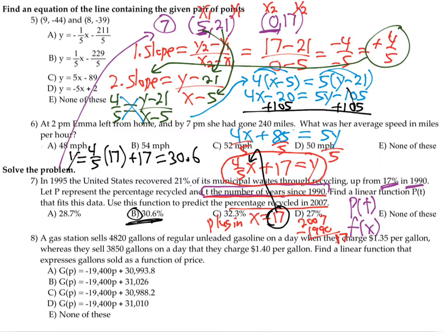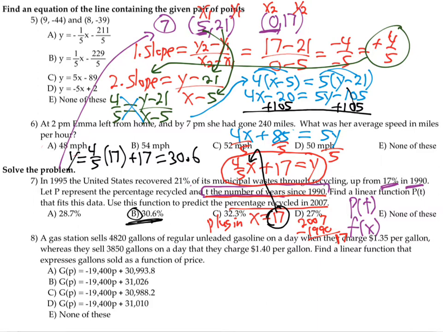8. A gas station sells 48.20 gallons of regular unleaded gasoline on a day when the charge is $1.35 per gallon, whereas they sell 38.50 gallons on a day that they charge $1.40 per gallon. So they go higher in price, and they sell less gas. The higher the price goes, the less people want to buy it. Find a linear function that expresses the gallons sold as a function of price. Do you see this is exactly like the last one? It's going to be a little easier, but basically the same thing.